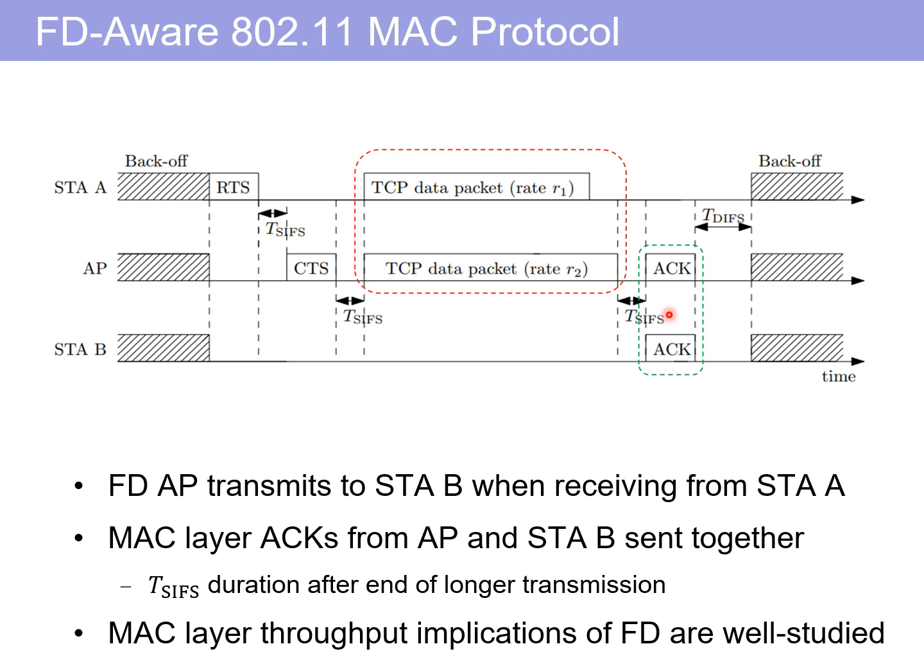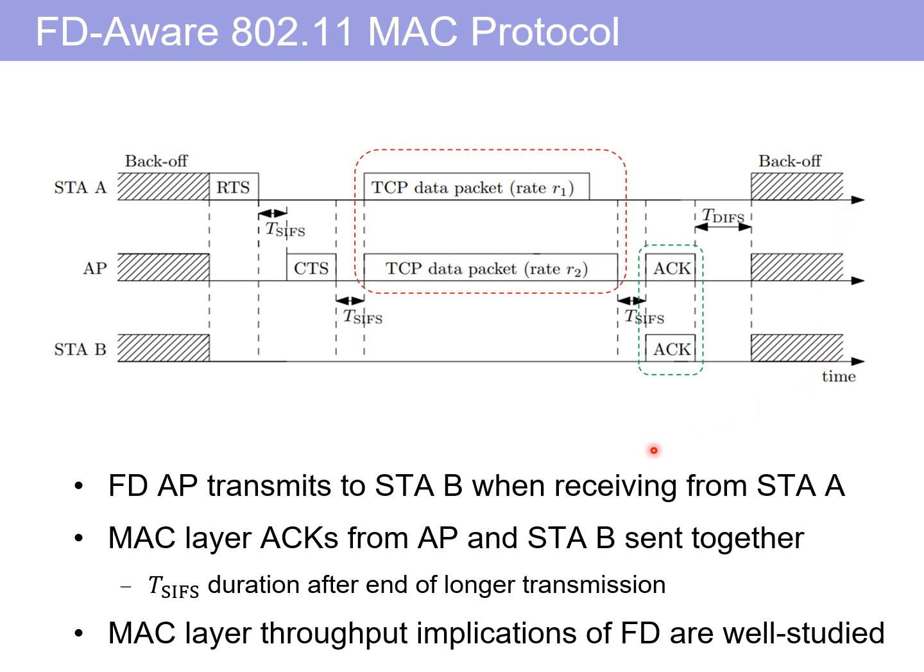The AP sends a MAC layer ACK to station A, acknowledging the successful reception of station A's packet. These MAC layer ACKs are sent together and are sent a TCS duration after the end of the longer transmission, which in this case happens to be the AP's packet, which is a TCP data packet sent at rate R2. After a distributed interframe spacing or TDIS duration, all the nodes resume their backoff timers.